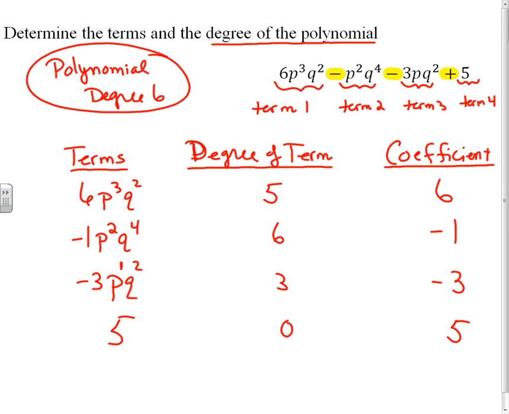So the terms in this polynomial are 6p cubed q squared, negative p squared q to the 4th, negative 3p q squared, and 5. Those are the 4 terms. The degree of this polynomial is degree 6, because the highest degree found among the terms is 6.